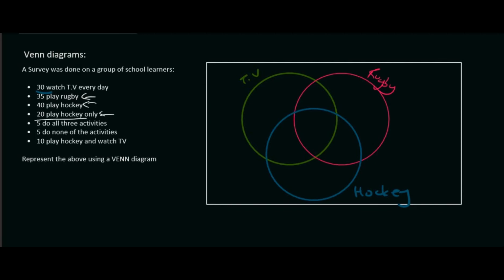20 play hockey only. Now we're talking. Where would people who only play hockey go? Well, that's over here, right? It's not overlapping any of the other circles. These people only play hockey. They don't watch TV, and they don't play rugby. Whereas if I put the 20 over here, now that 20 is inside the blue, pink, and green circle, and that means that those people do all three.